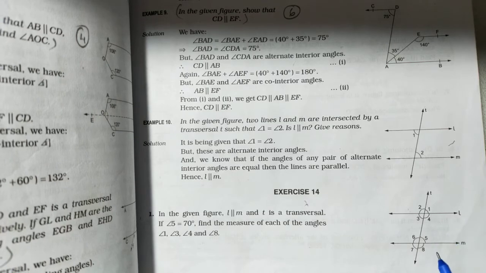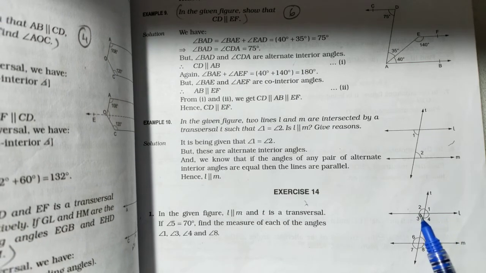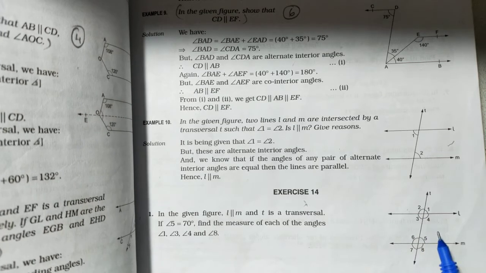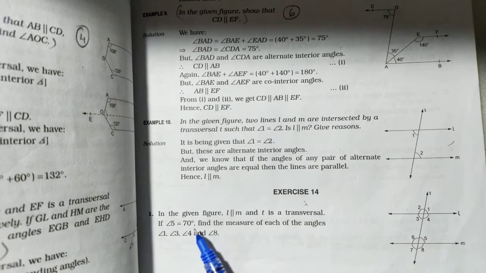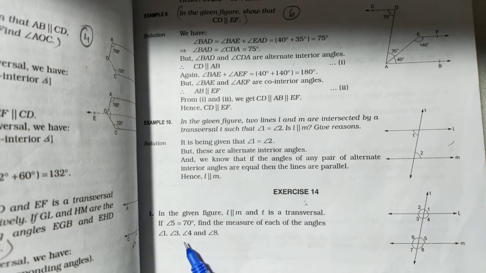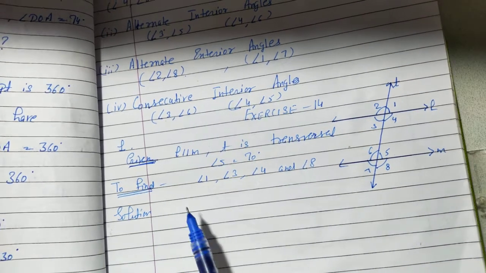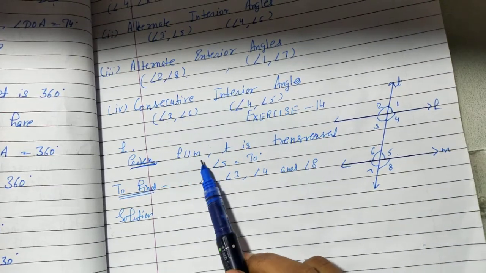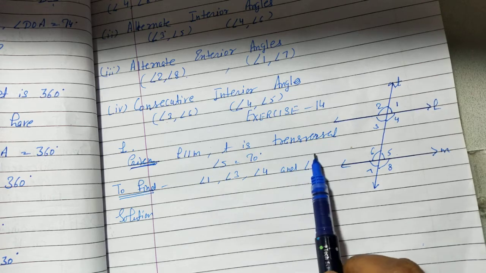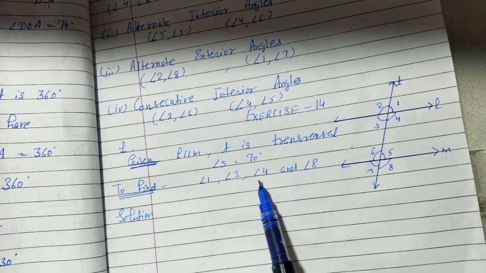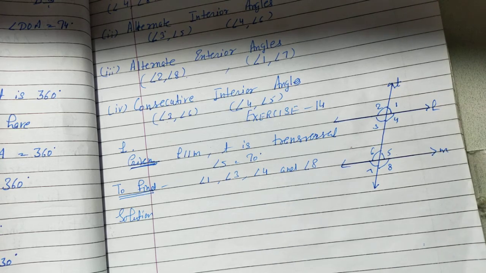L and M are two parallel lines, T is the transversal, 8 angles are formed, 1, 2, 3, 4, 5, 6, 7, 8. You are having the value of angle 5 as 70 degrees. You have to find out these 4 angles, 1, 3, 4 and 8. We will write as we have written in the previous exercise 13. Given: L is parallel to M, T is the transversal and angle 5 is 70 degrees. To find angle 1, angle 3, angle 4 and angle 8.